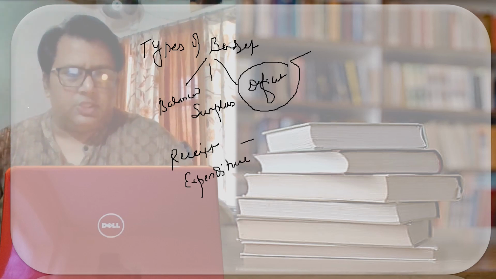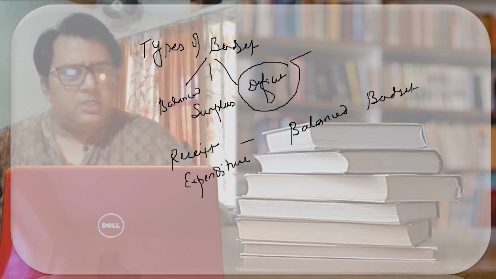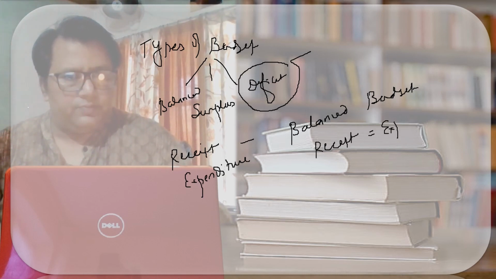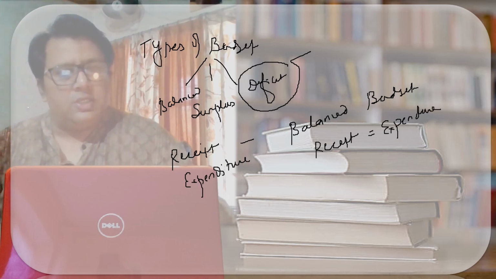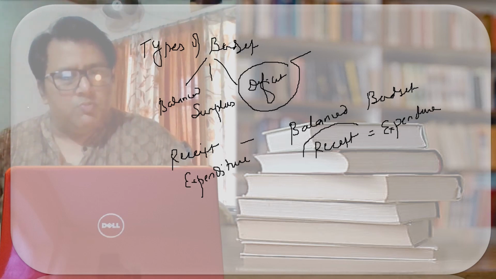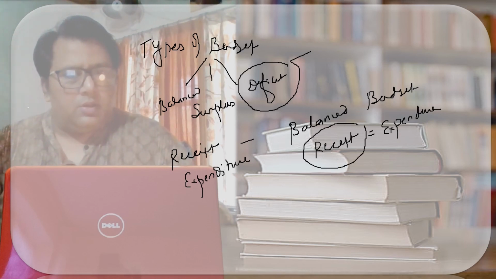Let us see what is the balanced budget. Balanced budget is that type of the budget where the receipt is equal to expenditure. The question is, what is receipt? The money which the government raised to meet the daily expenditures, or to meet the requirement for the investment procedure, or to meet the requirement for the growth procedure is called receipt.